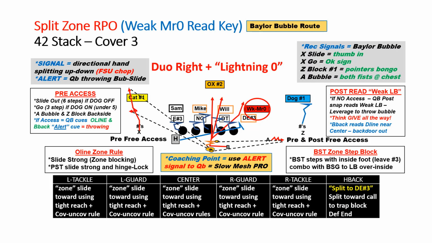Split zone now, natural complement to stretch. You can see back is going to plant on the third step, go right to the center's midline, and it's a natural backdoor play. Quarterback now is going to pre and post snap, read for bubble on that weak Mr. Zero. And as always, if we have free access with the X receiver to the left, we'll hit the slide out or go.